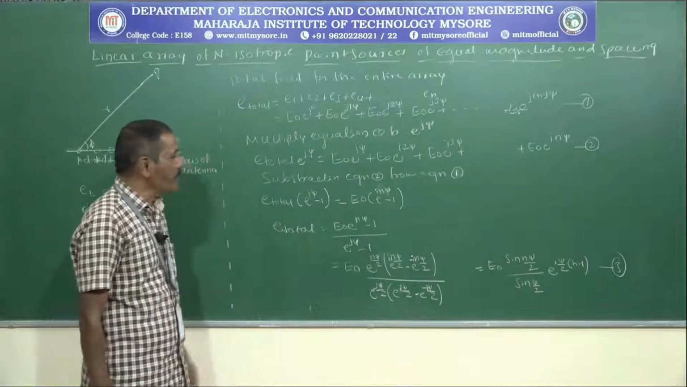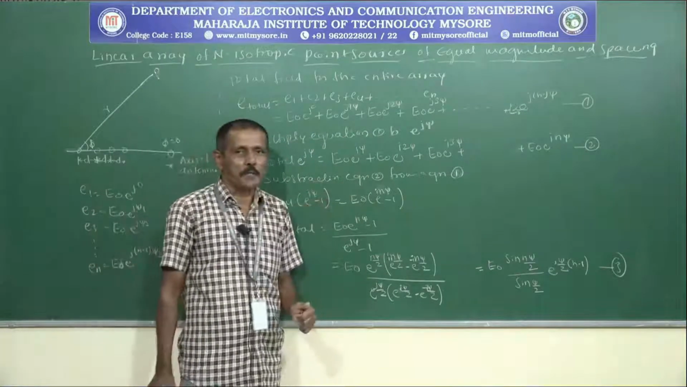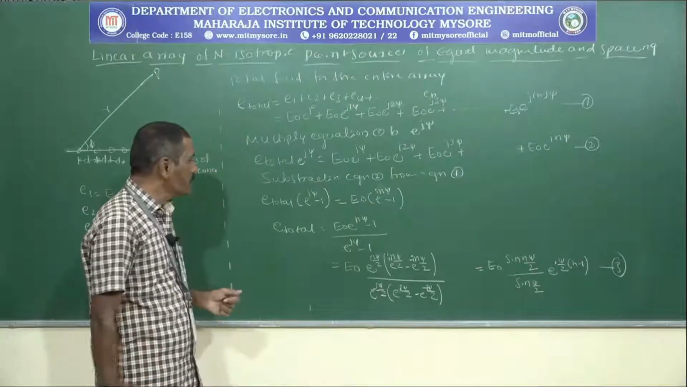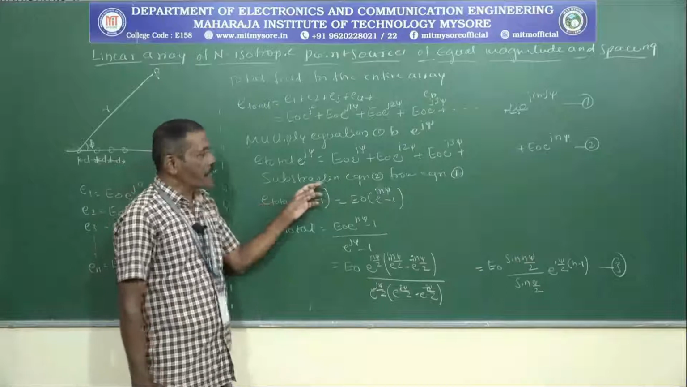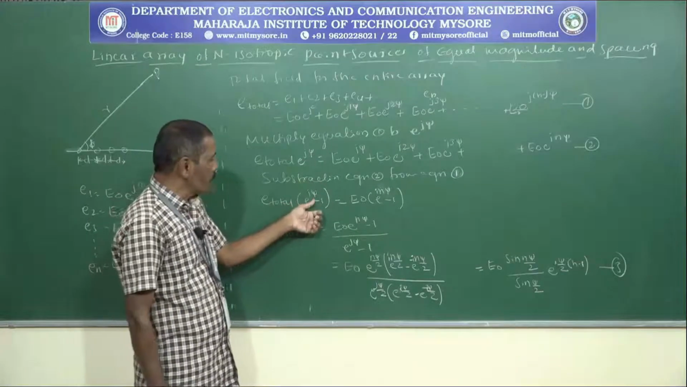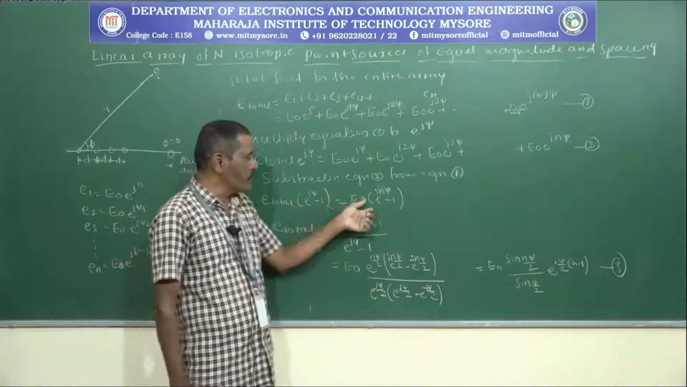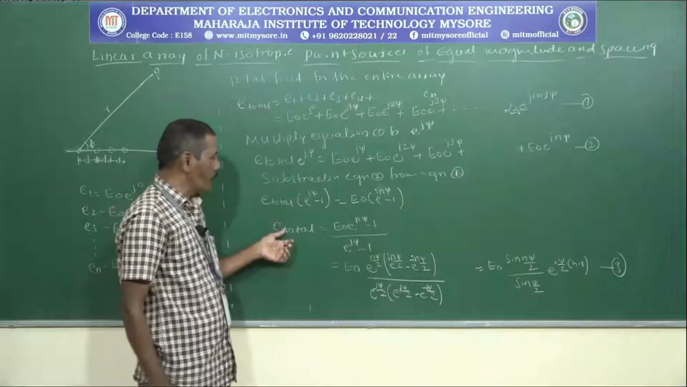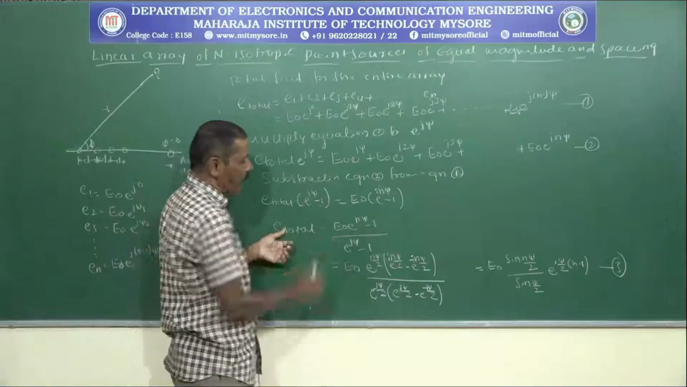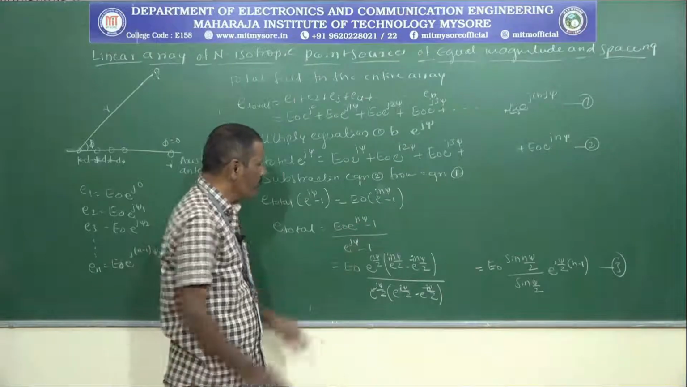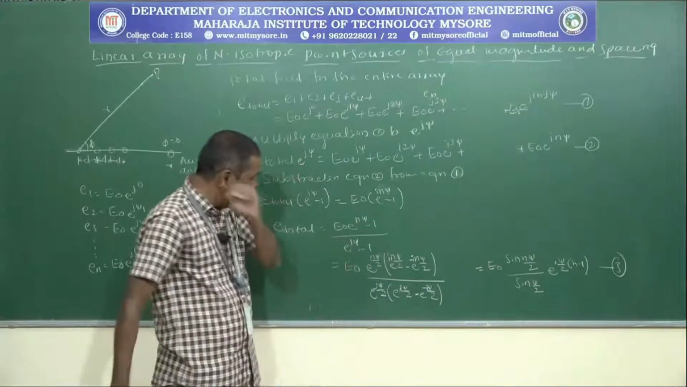Now, subtract equation 2 from equation number 1, that is, get the difference between the two equations. Then, when you subtract equation 2 from equation number 1, E total into (e to the power of j psi minus 1) equals E0 into (e to the power of j n psi minus 1). Then E total equals, now this term will come to the denominator, E0 into (e to the power of j n psi minus 1) divided by (e to the power of j psi minus 1).